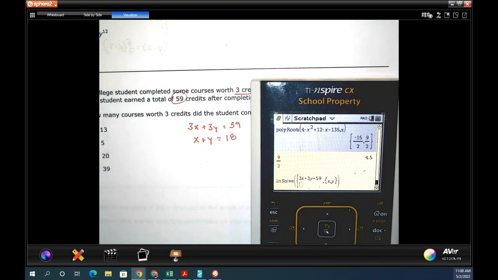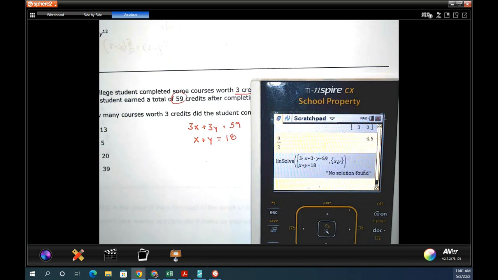Hit the down arrow. X plus y is equal to 18. And then just hit enter. Whoa, no solution found. Oh, you're right. The y is supposed to be 4. So I made a mistake.